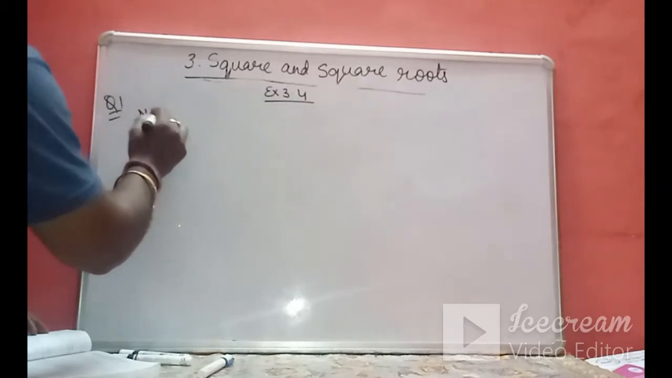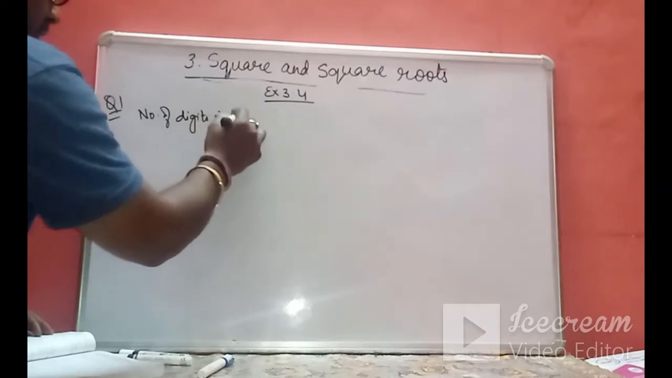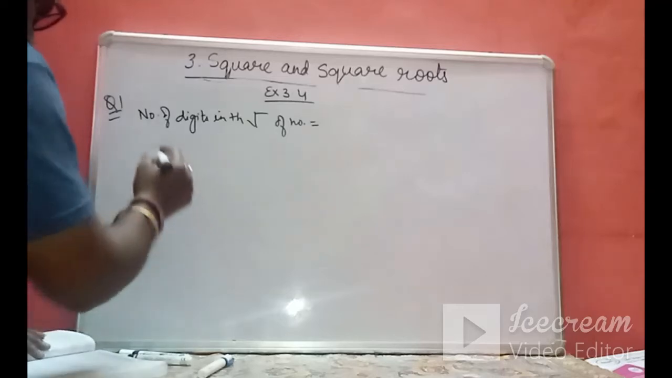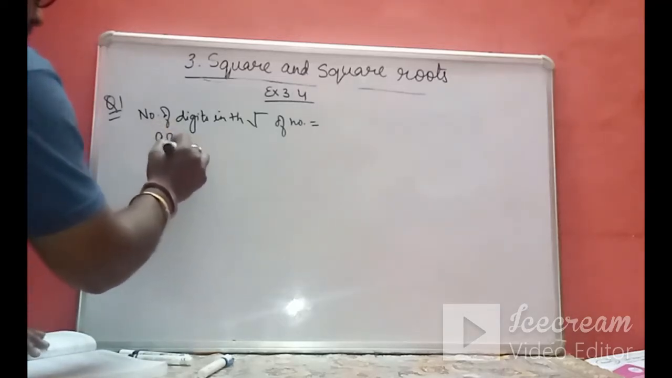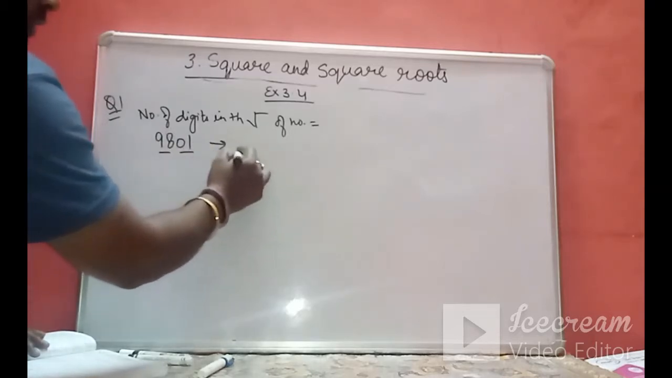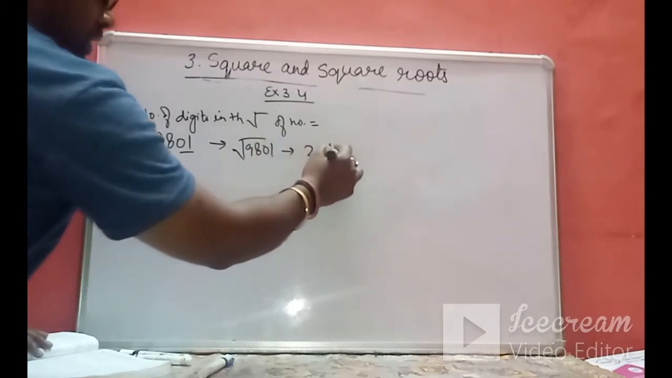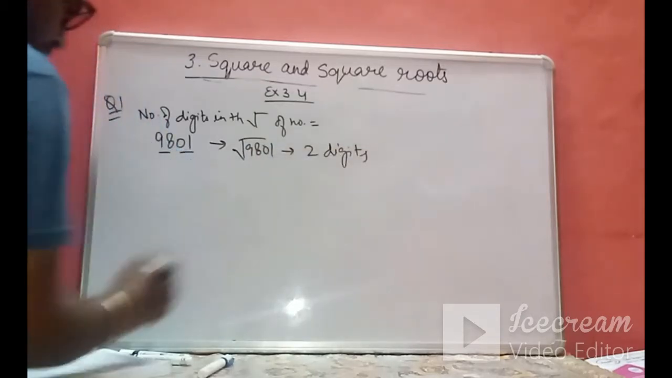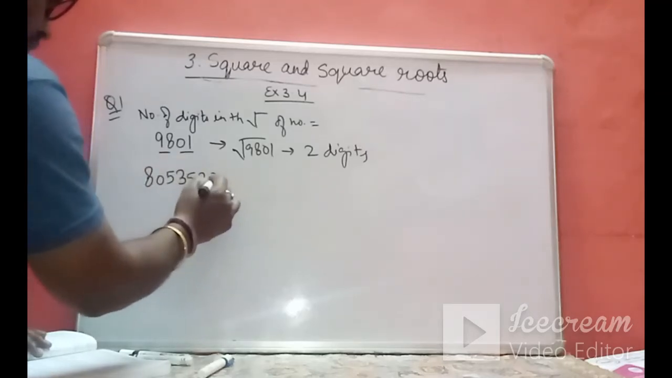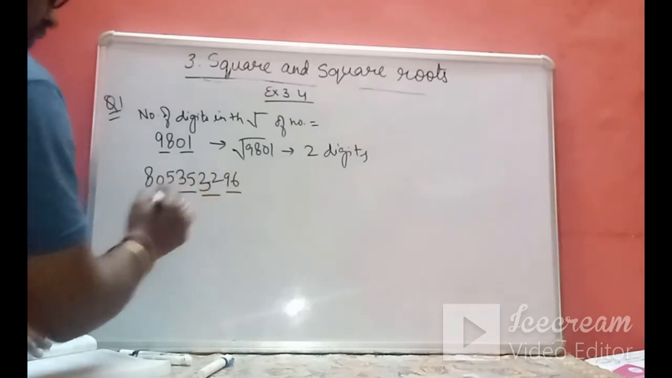So number of digits in the square root of numbers is equals to, suppose this is 9801. So how many pairs you can form? 2 pairs. That means its square root consists of how many digits? 2 digits. Okay, 2 pairs, so 2 digits. Suppose the number is 805353296. So how many pairs? 1, 2, 3, 4.